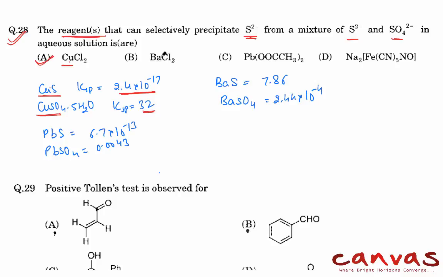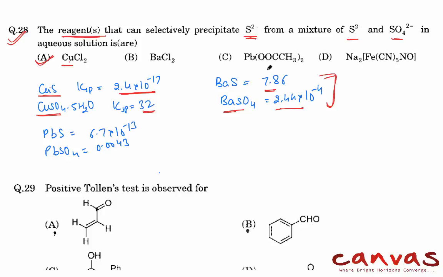Coming to the BaCl2, we have barium 2 positive ions. Then if it forms BaS, barium sulfide, then the KSP is 7.86, not very low. It is moderately soluble, or rather just not insoluble. And barium sulfate is also not very less soluble. So the difference between the values is not very large. So we should ignore this particular option.